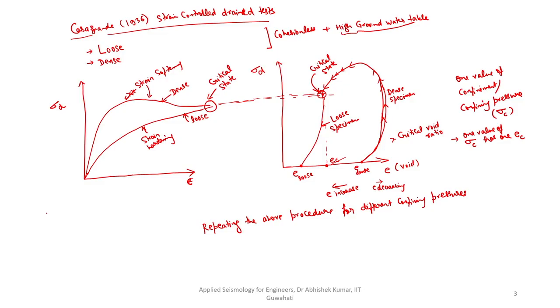So collectively, based on this, what one can obtain is a plot, and remember all these void ratios are defining a state of soil which is called the critical state. So independent of whether the soil was loose or dense, all the soil samples will ultimately reach the critical state. So e c is the critical state void ratio.